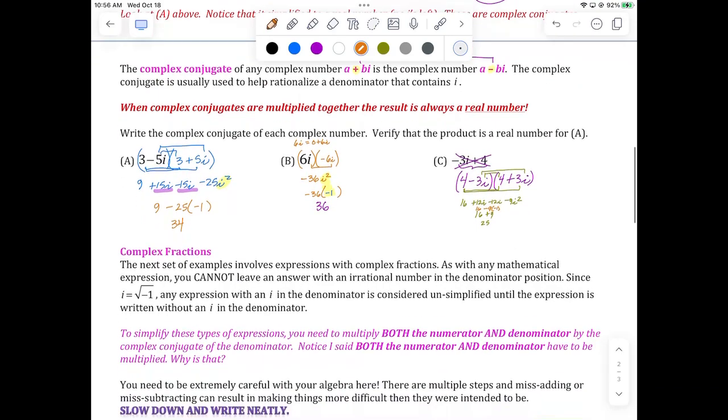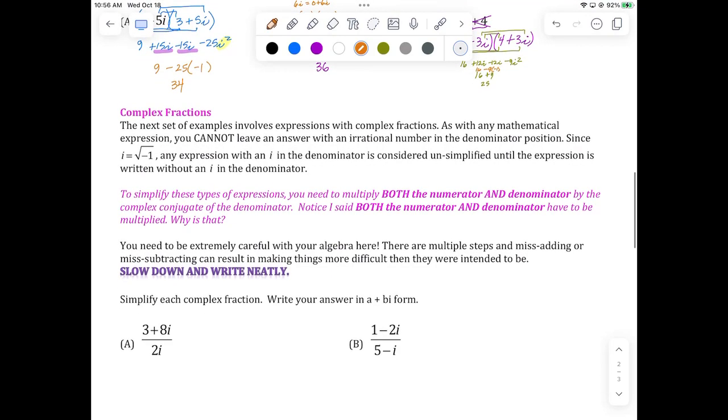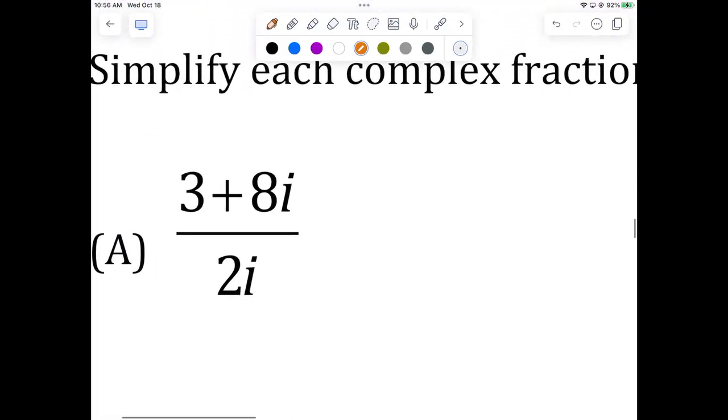All right, complex fractions. Let me show you how to handle complex fractions. To handle a complex fraction, well, let me just walk you through it. You have 3 plus 8i, all over 2i. There's a couple of ways you could go about handling this one. I'm trying to think of the way that I want to show you. We have to get the i out of the bottom, okay? That's our goal.